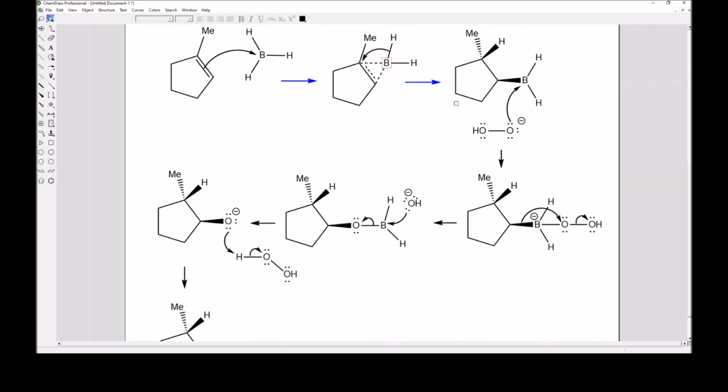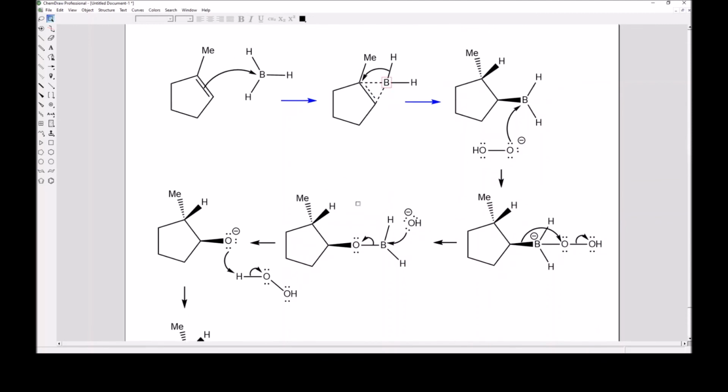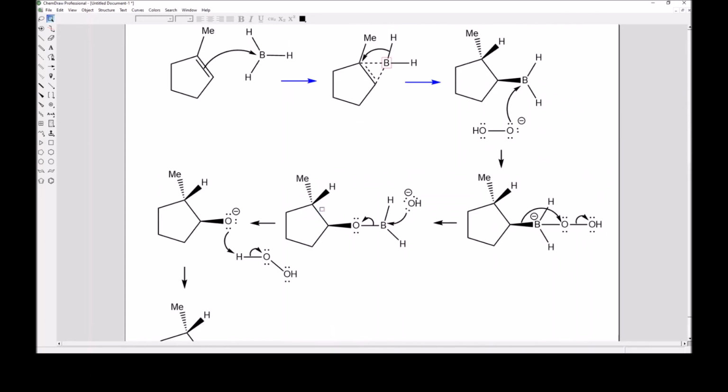Alright, so this whole mechanism right here represents 6 total steps. This is a unique and challenging mechanism to remember, but if you break it up into the first 2 steps that involve the boron doing some weird stuff, and then the next 4 steps which involve the boron doing some weird stuff again, then hopefully that's a little easier for you to remember.